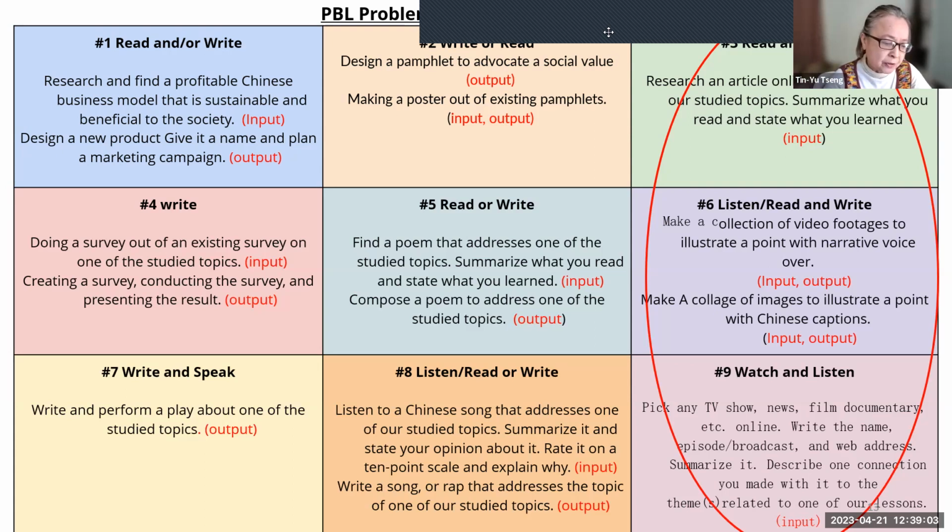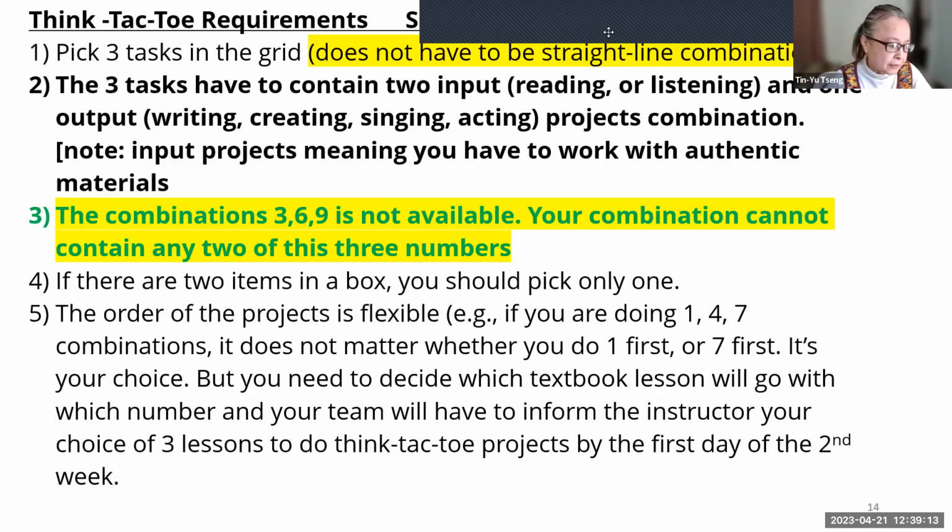So since this spring, I am doing the same think-tank PBL again with the same course for a different group of students. I made some changes to the think-tank grid. The modified think-tank task description in 2023 is: pick 3 tasks in the grid, which does not have to be a straight line combination. The combination 3, 6, 9 is not available. Your combination cannot contain any 2 of these 3 numbers.